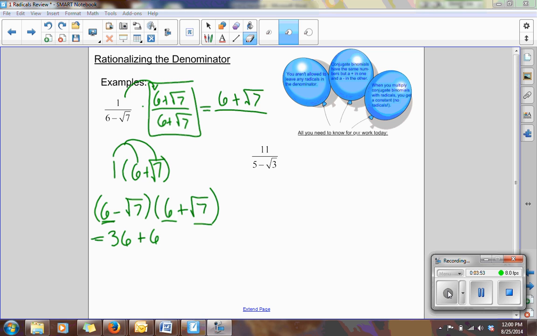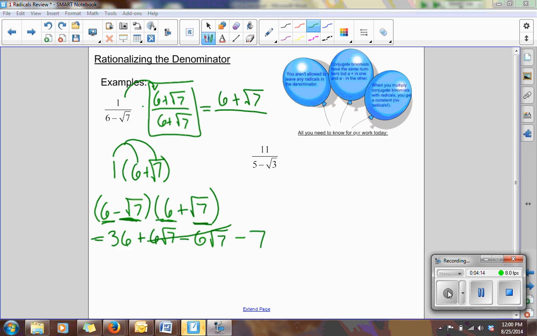Our outside, 6 times the positive square root of 7, gives plus 6 square roots of 7. The inside ones, a negative square root of 7 times 6, gives us minus 6 square roots of 7. And then the last one, negative square root of 7 times positive square root of 7, gives us a negative 7. So the middle terms are going to cancel, and we'll just have 36 minus 7, or 29. So in the denominator, we've just got 29.